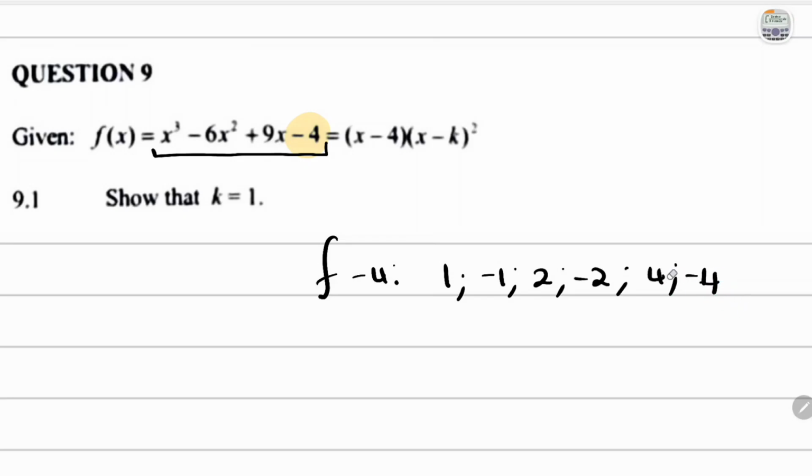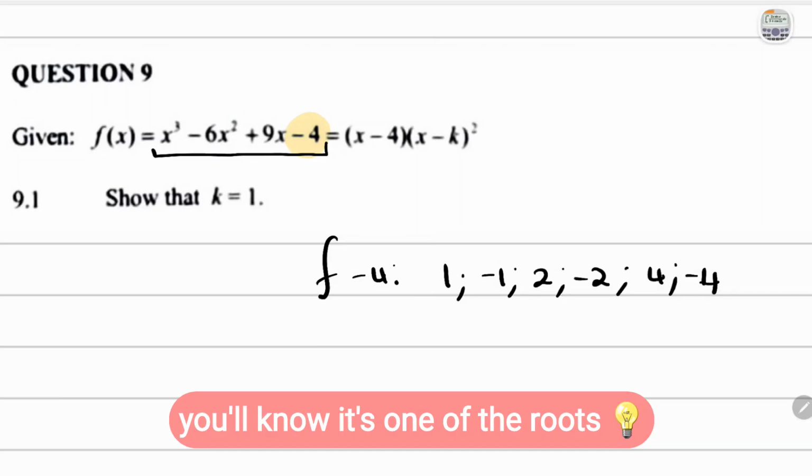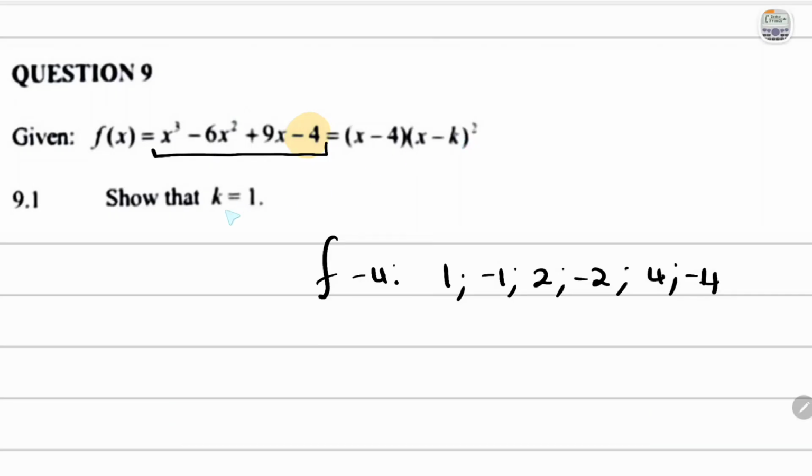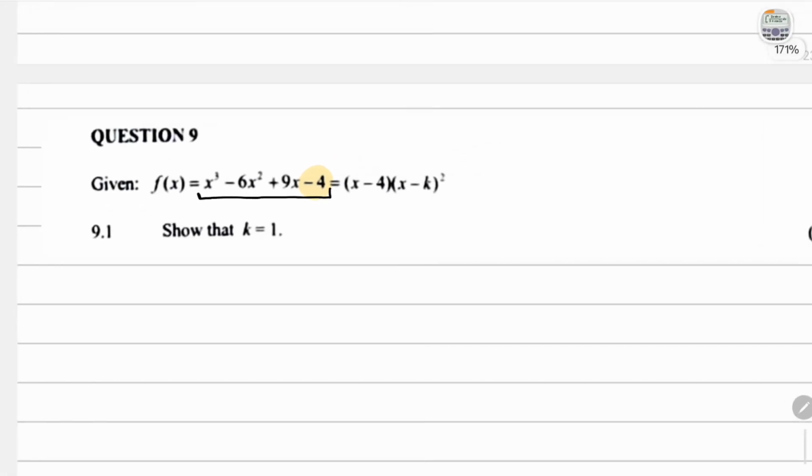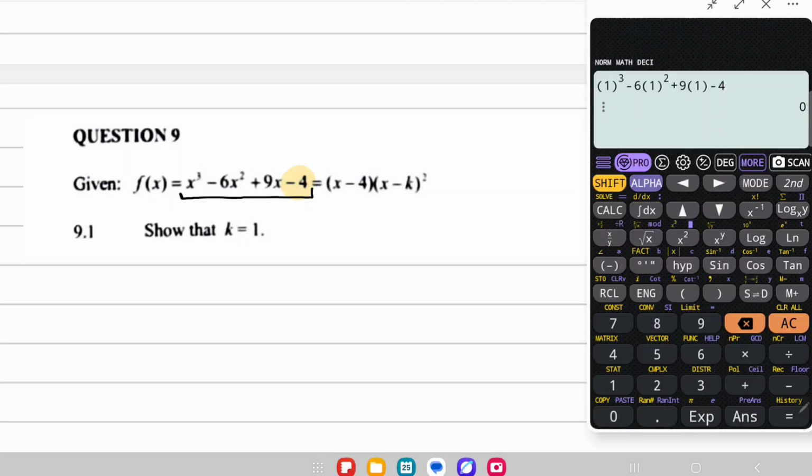And you literally have to just substitute them until one of them gives you a 0. Because if it gives you 0 when you substitute it in here, then it means that that number is a solution. It's one of the solutions to this cubic function, like when it's equal to 0. But now we don't have to do that because they already told us to show that k is equal to 1. So we know that k is equal to 1. So the only number we'll try is 1. You don't have to start testing out anything else. And you see that when we try at 1, it gives you 0.